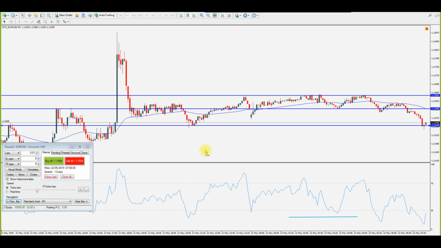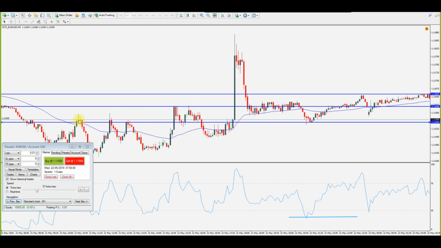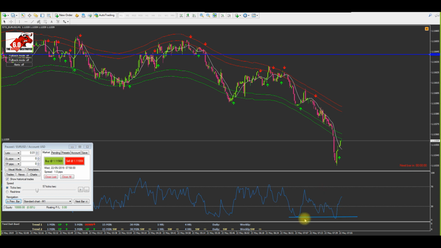Okay, definitely support. You can see rejection, another rejection here. Rejection, rejection, rejection. Good support area. This is a good support area. The only thing I was unsure about at the time, there was no momentum change on the RSI, but major support area.